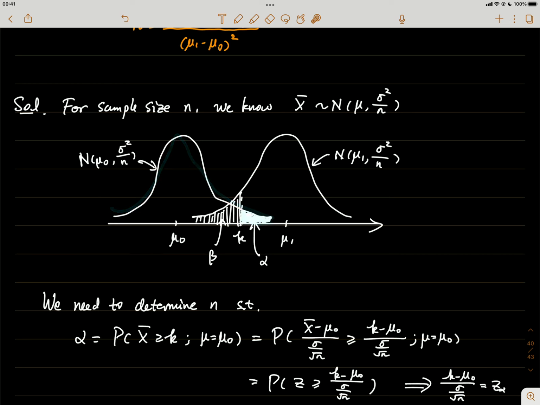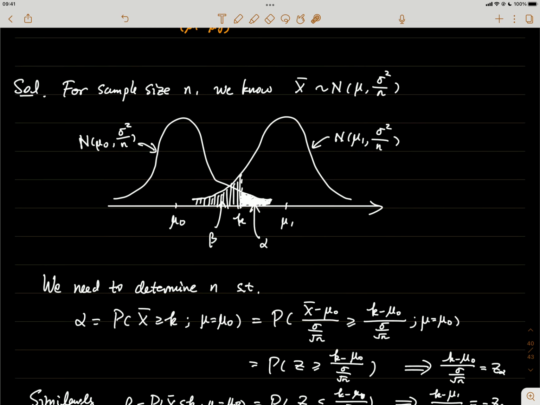So we can do an old trick, which is to subtract. For both of these two sides, I'm going to subtract mu 0 and divide by sigma over square root of n, where sigma is known, so it's not an issue. And then assuming that mu is equal to mu 0, this part here is following the standard normal distribution. So the probability that a standard normal is greater than or equal to this is alpha, which means that this thing here should be equal to z alpha.